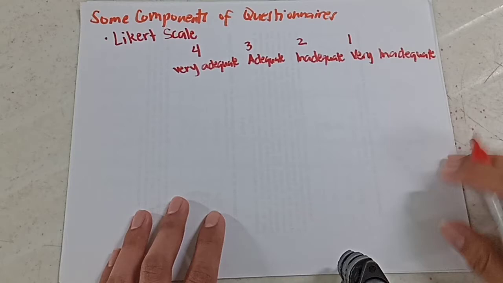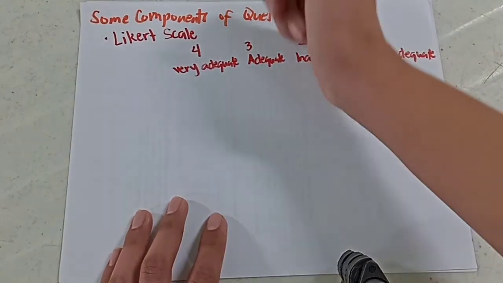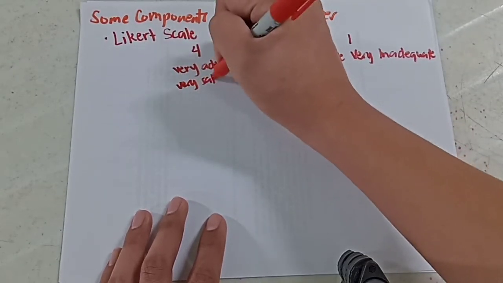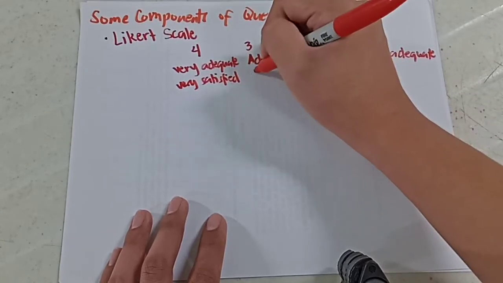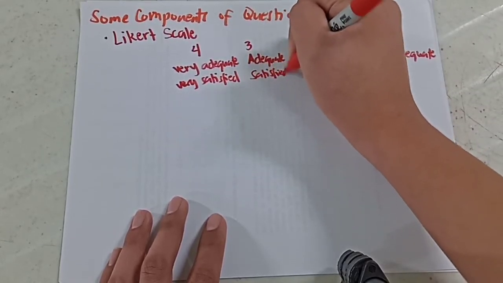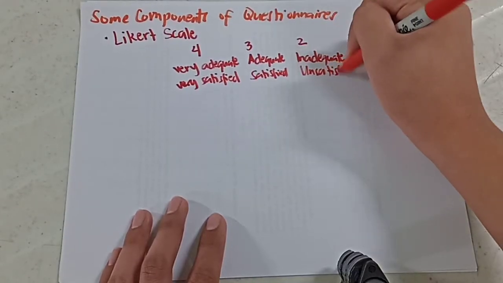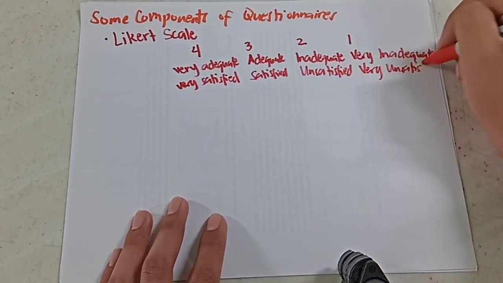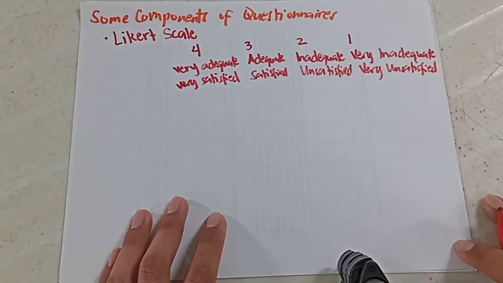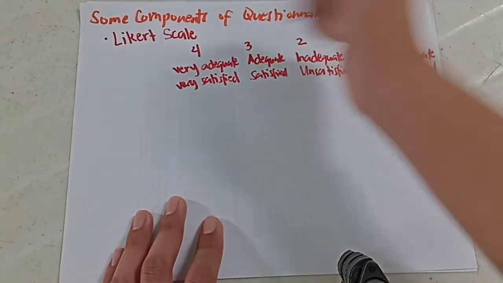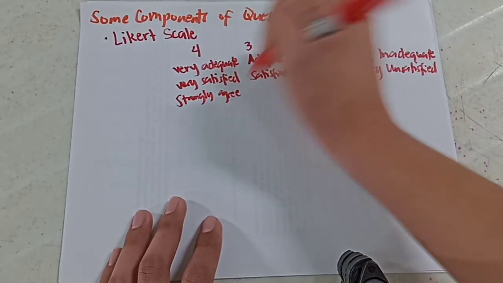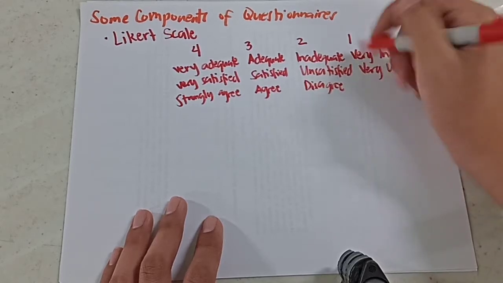Though, these values may vary. Another interpretation of number 4 can be, let's say, very satisfied, then satisfied, unsatisfied, and very unsatisfied. So, it is not limited to these. We can also have this one. We can have strongly agree, agree, disagree, and strongly disagree.